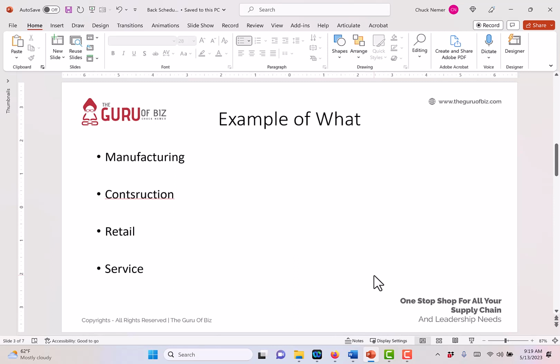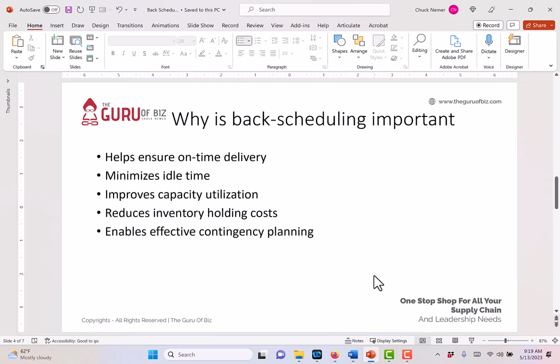Even in a service industry, if we receive a request for a service that must be completed by a specific date, then we work backwards from the service date, considering the time required for scheduling, prep, execution, and follow-up. And again, this helps us determine the earliest start date for the service to be provided. So let's look at why it's important.